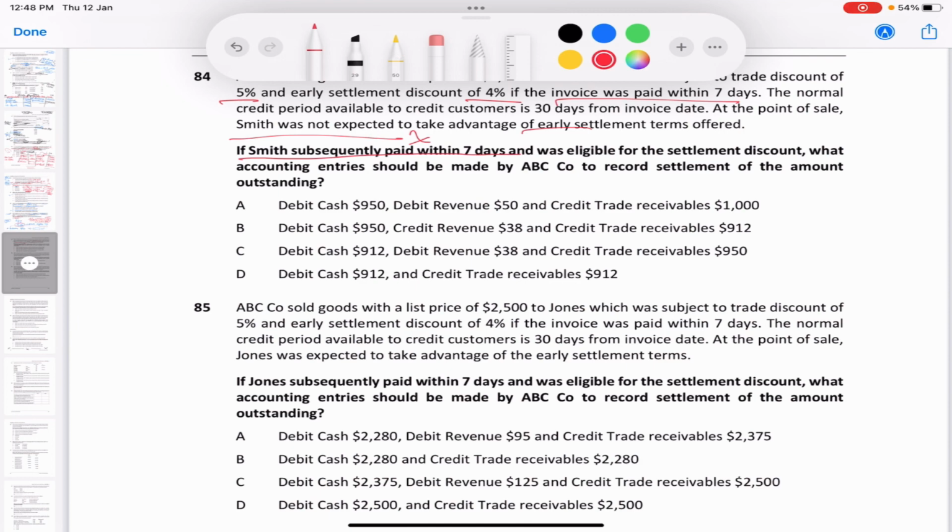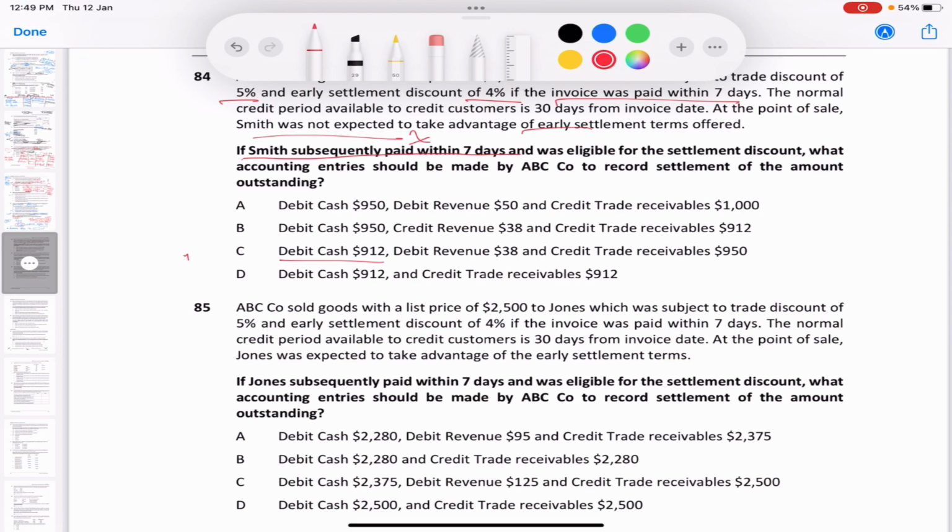They told you that Smith was not expected to take the benefit of the early settlement discount. That means my invoice will be of the full value, because we think that Smith will not pay on time, but Smith pays on time. Okay, you remember this case? We have discussed everything. So what is my answer?